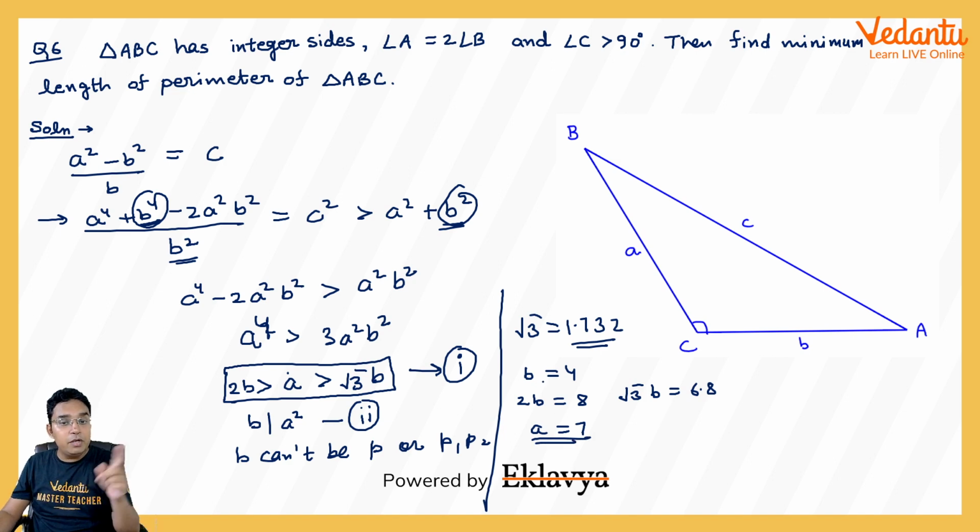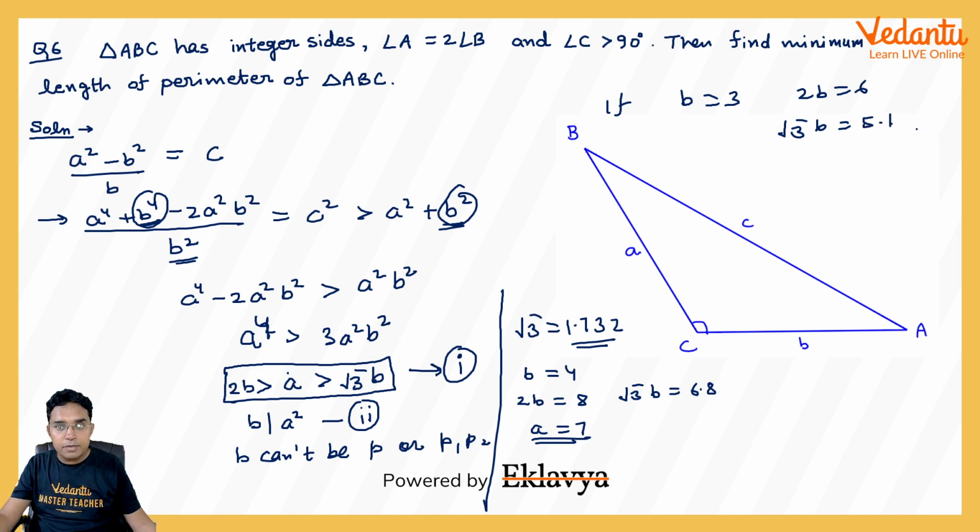If you take b to be 3 or 2 or 1, you can check between root 3b and 2b there cannot be any integer. If b is 3, then 2b will be 6 and root 3b will be 5.1 something. So between these two there will not be any integer. But for b equal to 4 also, we want b to divide a square, that is not possible. So this is also ruled out because of this second one.